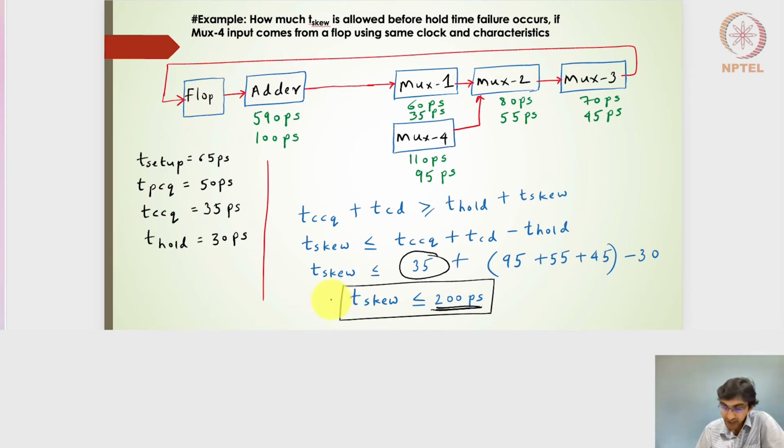Now if I know that this is the T skew that could be allowed in this particular circuit design, I can easily choose a clock having skewing from 0 to 200 picoseconds. So not more than 200 picoseconds. If it is more, then we will have a hold time failure. Right, hope this is clear.